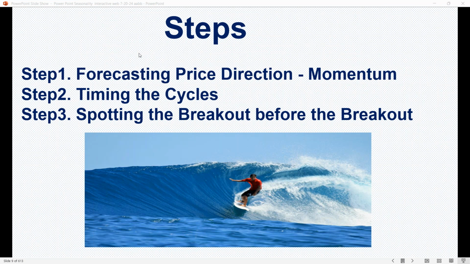Well, there are a couple of steps that I want to highlight here today. First off, forecasting price direction by using momentum. I like to use momentum to help forecast the direction. Using that with a timing cycle model that I've created really helps to spot breakouts before the breakout happens. And so this will help you catch the seasonal wave. So what I like to do is use these indicators for cycles and momentum, and then apply that and align it with seasonality that's coming up. And it really creates a great trading process that you can incorporate in your trading.